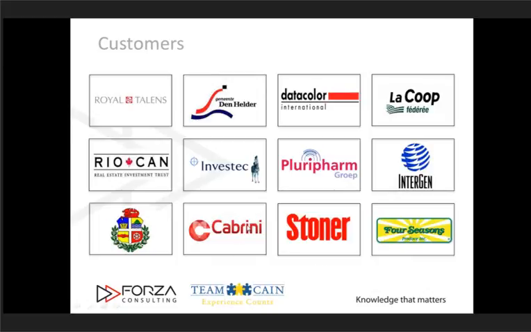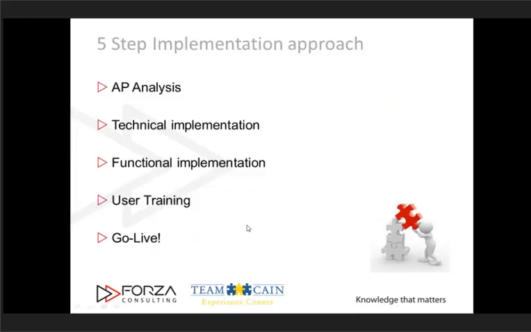So yeah, just to touch on the 5-step implementation approach, which Stuart discussed in the beginning. Our first step includes an AP analysis, looking at your current AP process, after which we'll map it to your desired process. And after this we'll start the technical implementation, which means that we'll deliver all JDE Edwards objects and set up the solution from a technical perspective, followed by the functional implementation, which is where we configure all the workflows in accordance with what we've discussed during the AP analysis.